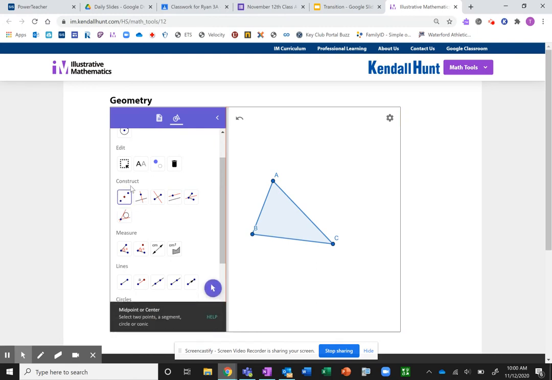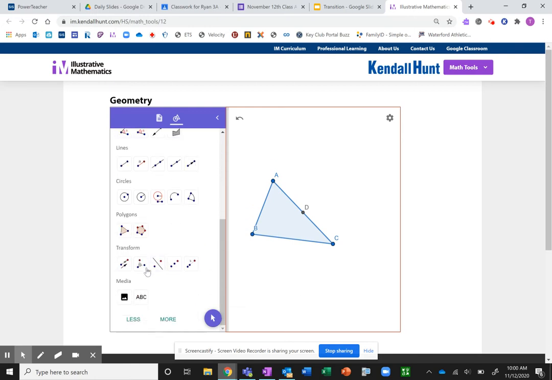Yes, right there. Okay, so under construct, it's the one with the 3 dots, and it says midpoint or center. And then it says to select the segment, or in this case, I'm going to select the 2 points, A to C, and it should give me the midpoint. Perfect.